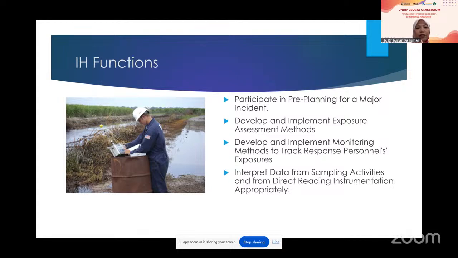Function number two is exposure assessment. We ask, what are people actually exposed to? Are they exposed to chemicals?